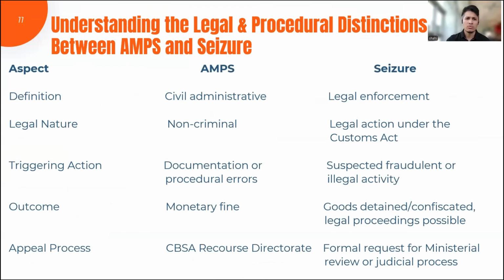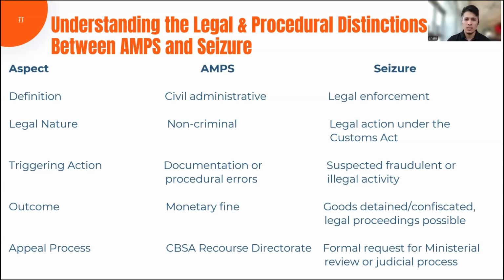Hello, everyone. Today, I will explain the key legal and procedural differences between AMPS and seizure in the context of customs enforcement. Let's start with the basics. AMPS, which stands for Administrative Monetary Penalty System, is a civil penalty system used by CBSA, the Canada Border Services Agency. It is used to enforce compliance with trade laws and regulations when a company or individual violates a rule like incorrect documentation or late filing. The CBSA issues a monetary penalty, but they don't take possession of the goods.